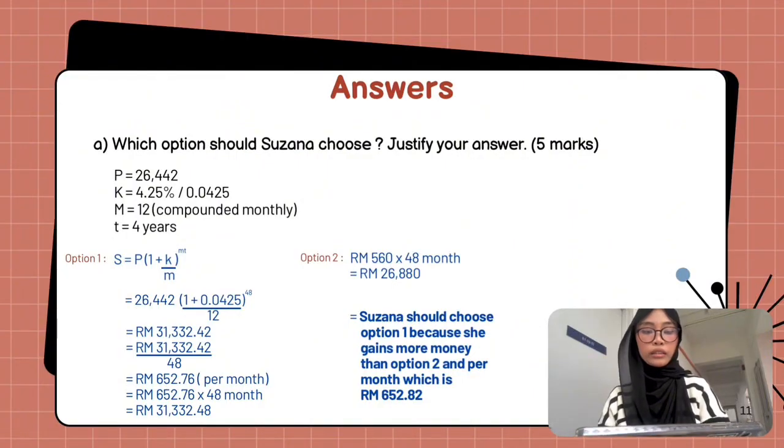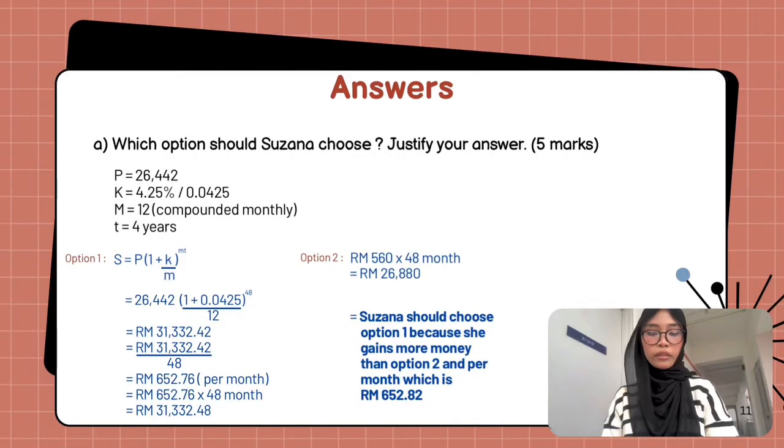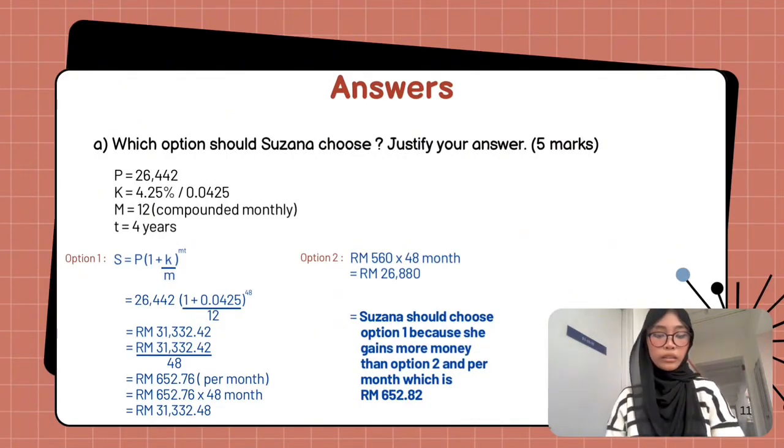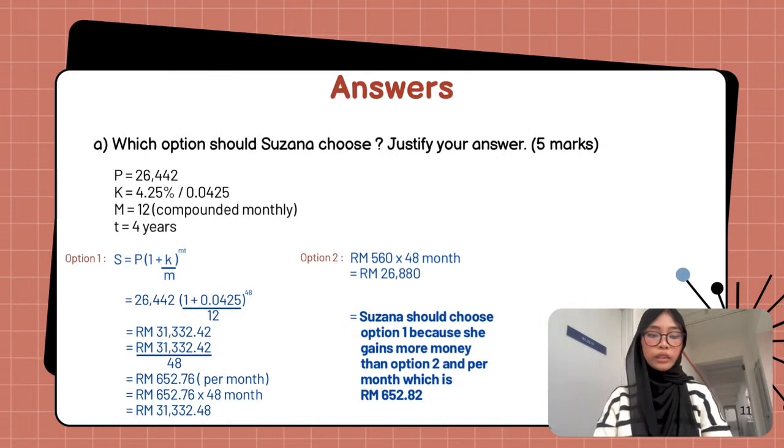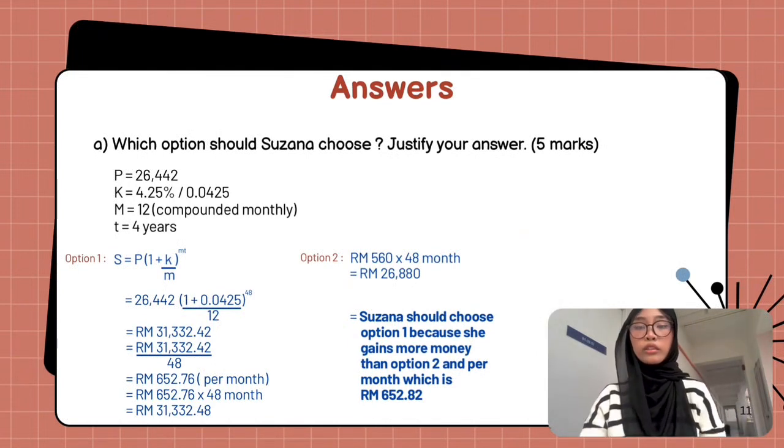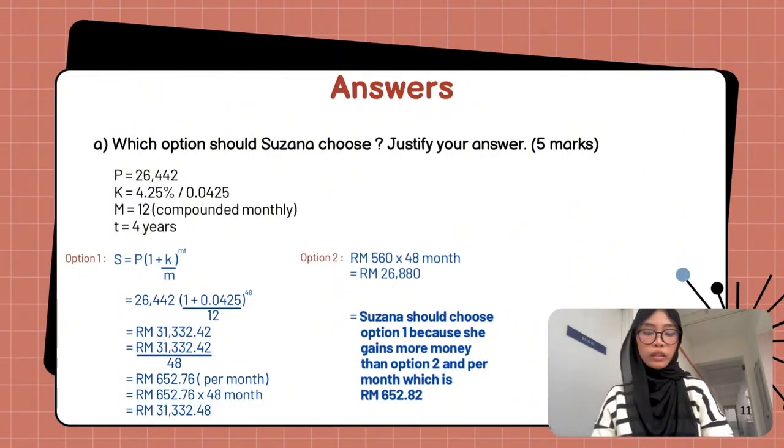P is 26,442, K is 0.0425, M is 12, to the power of 48. The answer is 652.76 per month, which is the education insurance that her parents give to her. Option 2 is Susanna gets the money from her parents, which is 560 divided by 48 months.